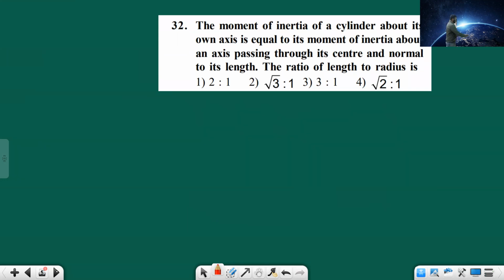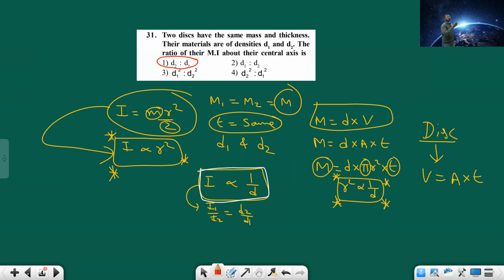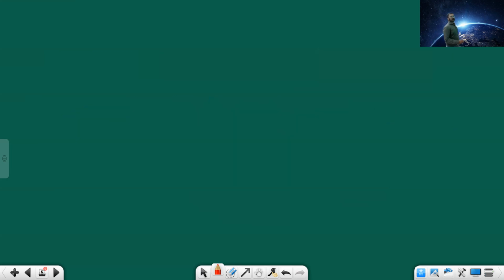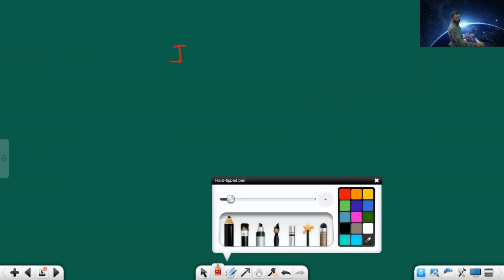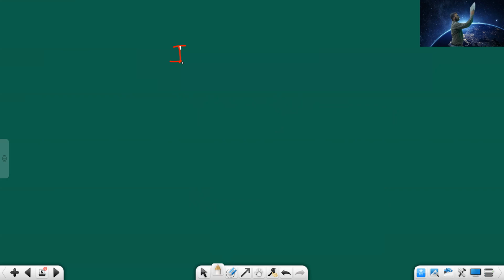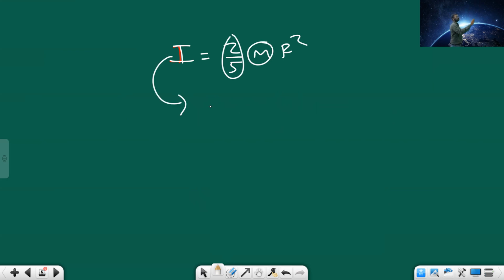In the question, suppose the same question they have given in such a way that they are not disks, they are spheres. Then what is the answer? Spheres means here, what should I write now? Moment of inertia I is equal to 2 by 5 mr square. Just now they told mass is same, 2 by 5 constant, I is proportional to r square.